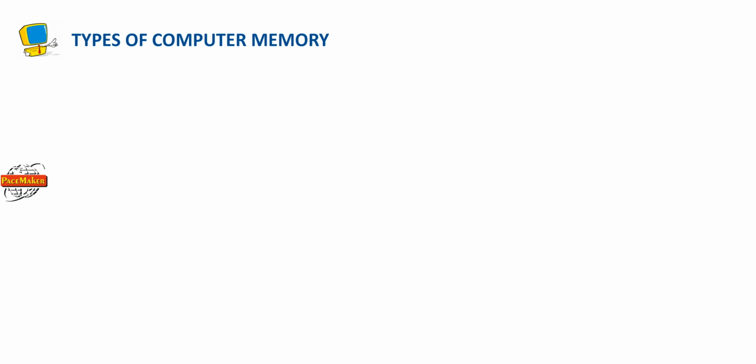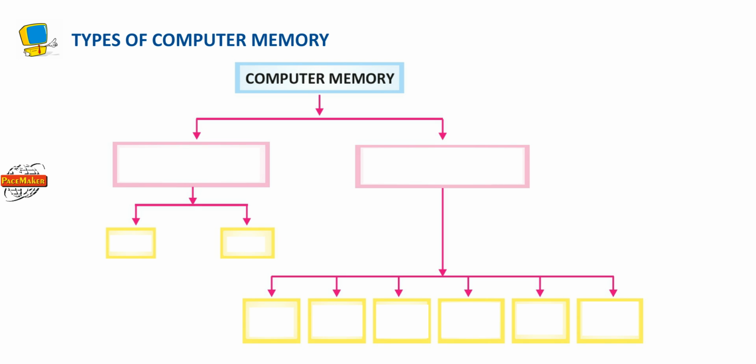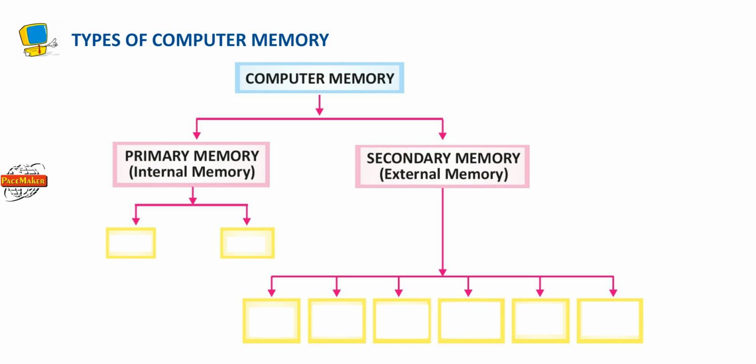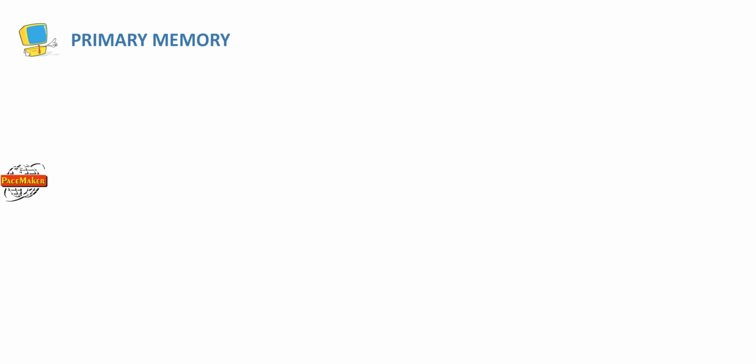Types of computer memory. Every computer has 2 types of memory. Let's discuss the memory chart given below. Computer memory is divided into 2: primary memory, internal memory, that includes RAM and ROM, and secondary memory, external memory, that includes hard disk, floppy disk, CD or DVD, Bluray Disc, pen drive, memory card.